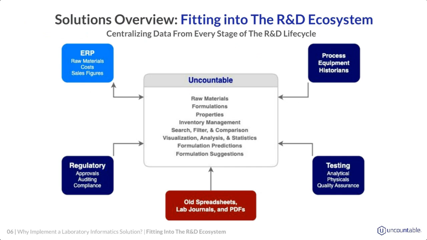So where Uncountable fits in to all these different problems is we want to sit in the center of the traditional types of systems that might exist in a lab environment. There's the ERP system that's managing a lot of the rest of the organization. There's process historians, which are the live view of what's happening with equipment, with a bioreactor, stuff like that. And then there's the regulatory environment. Maybe you have a regulatory team approving safety data sheets or approving experiments to go into production. And you want your structured data system to sit in the middle of all of this, be able to take in inputs from every place of the process.